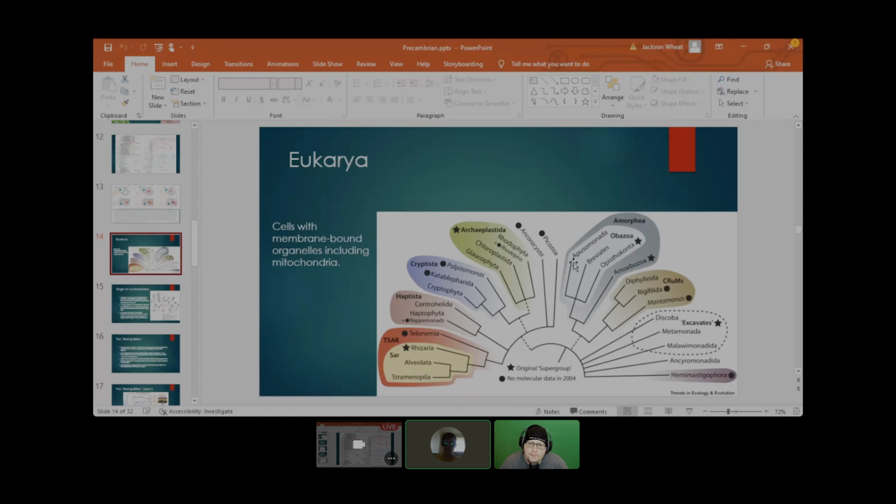The other split, again, no one really cares about apusomonads or Breviata. In fact, I think Breviata falls under Amoebozoa nowadays. Not sure. Like I said, this is an old tree. The other important clade is Opisthokonta. This is us. This is fungi, animals, plus a couple other weird little groups that, again, no one really cares about.